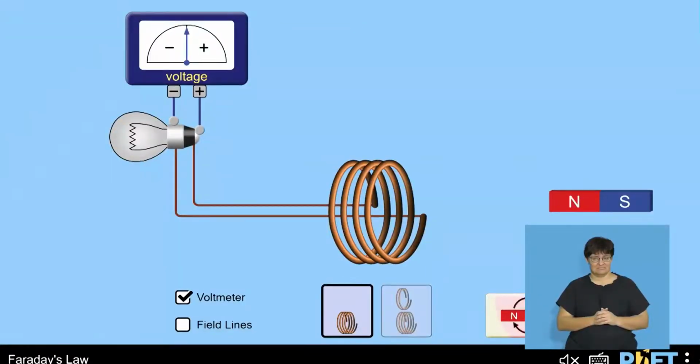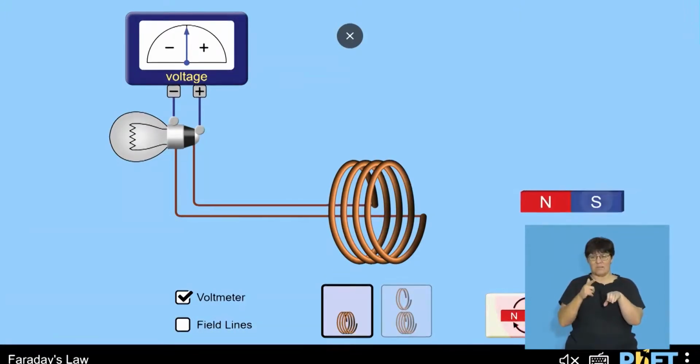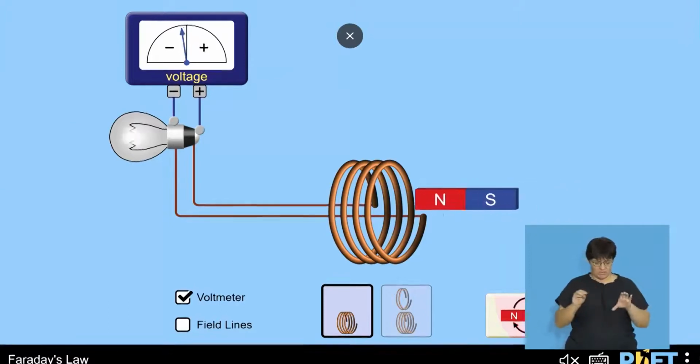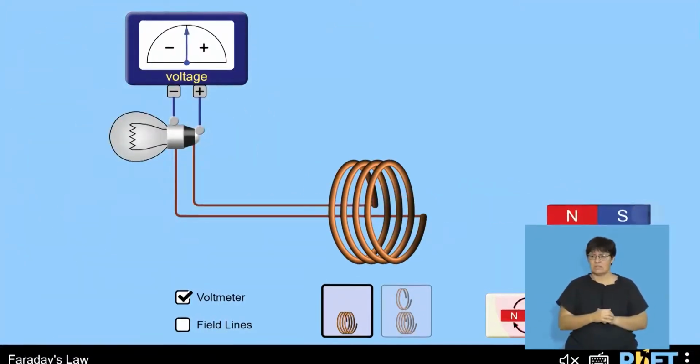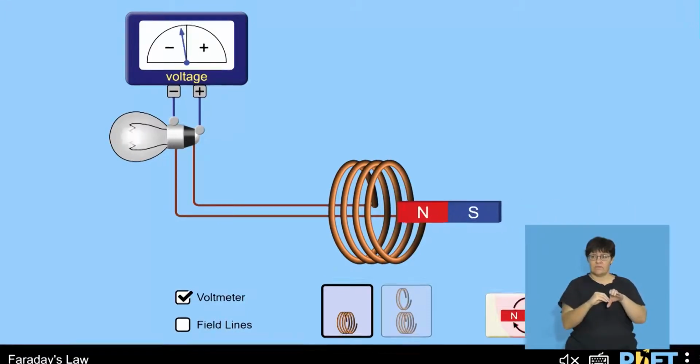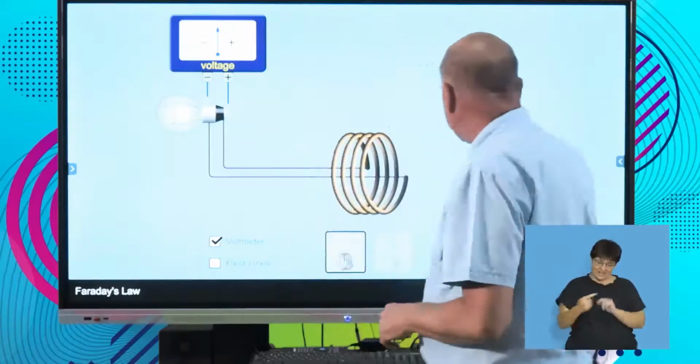And here we go. We've got the north pole over here, and we're going to move the north pole towards this coil. Now, I haven't put the field lines on because they're sometimes a little confusing, but I'm going to move it in, and what did you see? As it moved in, which direction did that needle go? There, it's going towards the negative. And what did we say? We said that as we move it in, it will go towards the negative. Now, notice what else happens.